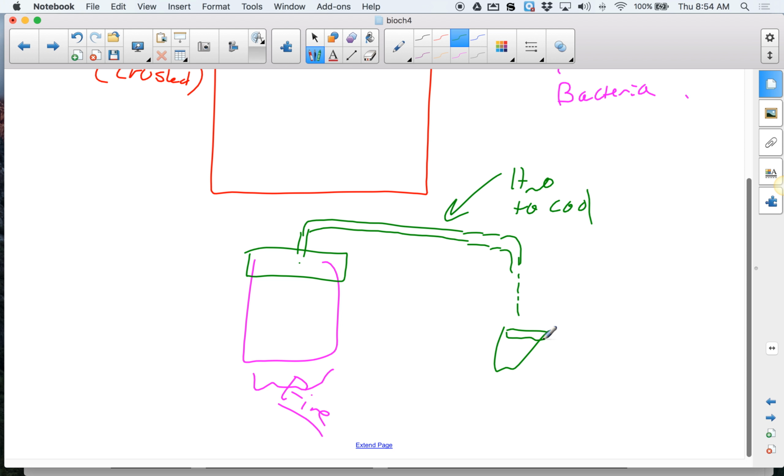So how long does that coil have to be for it to cool off? It would depend on how big the vat is and basically what the volume of alcohol steam is that you're getting off.